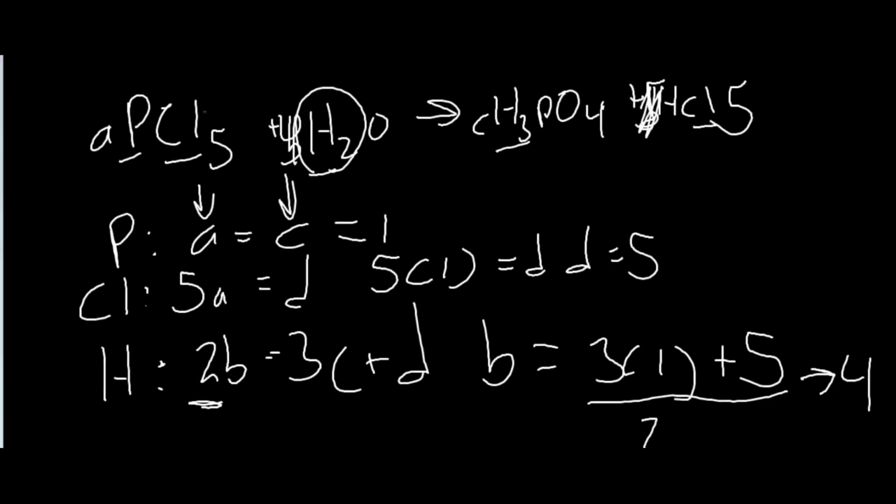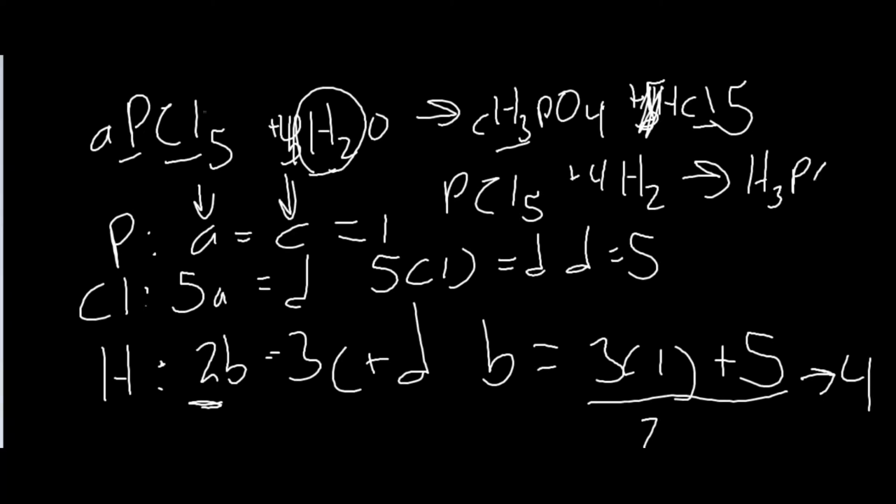And that's all. So let me just write this out in the balanced format. So A and C equal 1, as we solved before. And B is 4, so 4 H2O. And then 1 of the H3PO4s. And 5 HCl's.